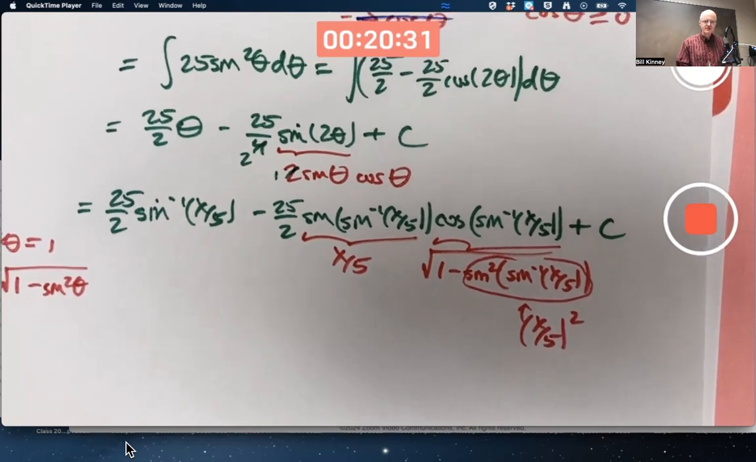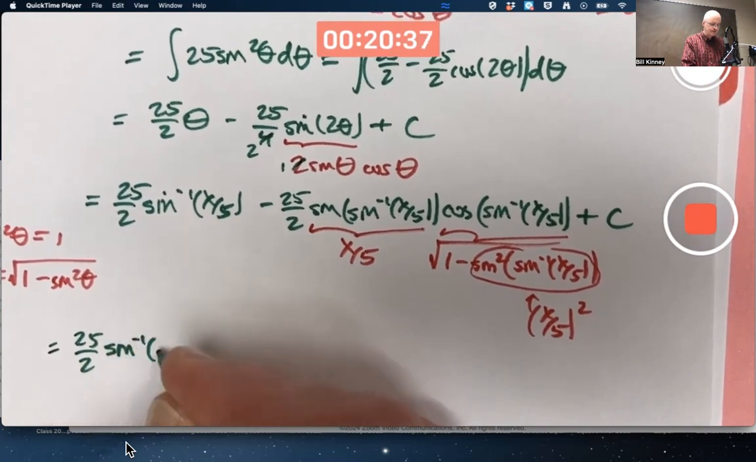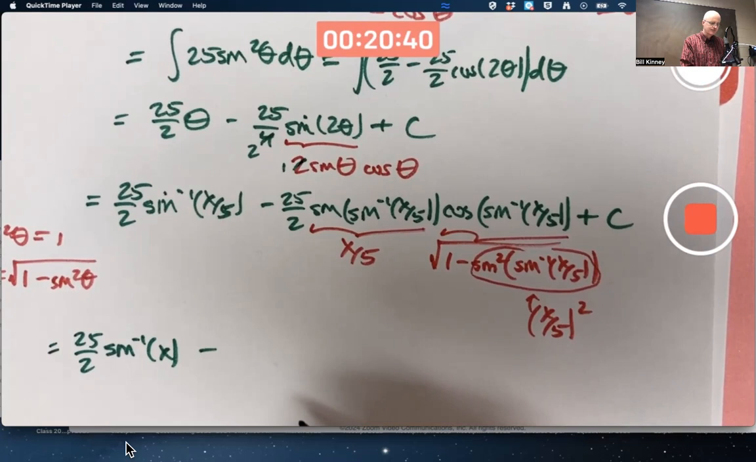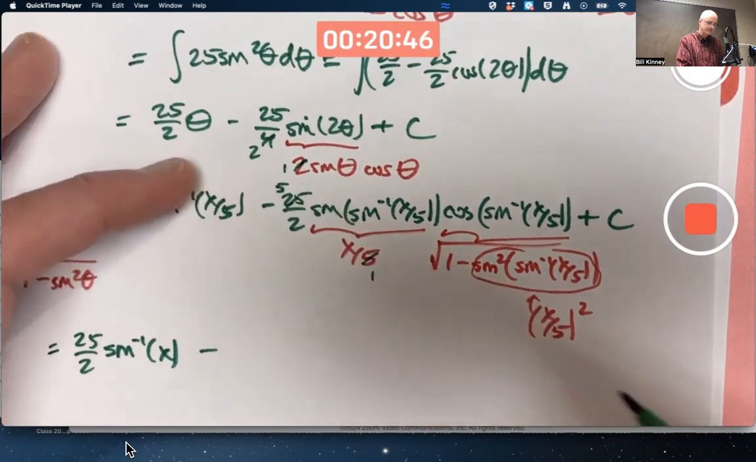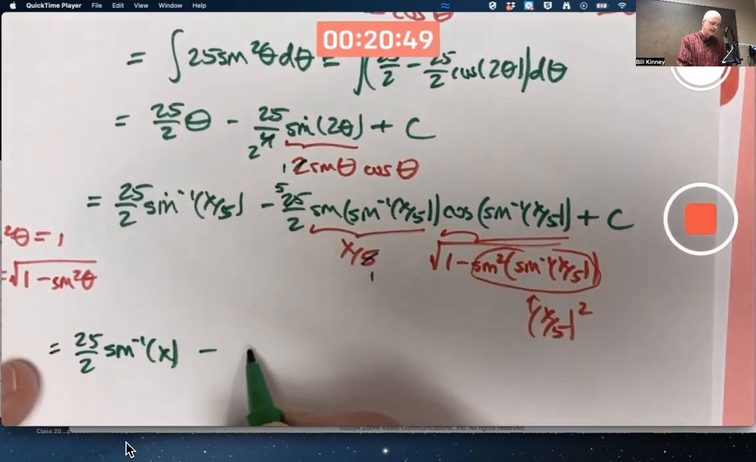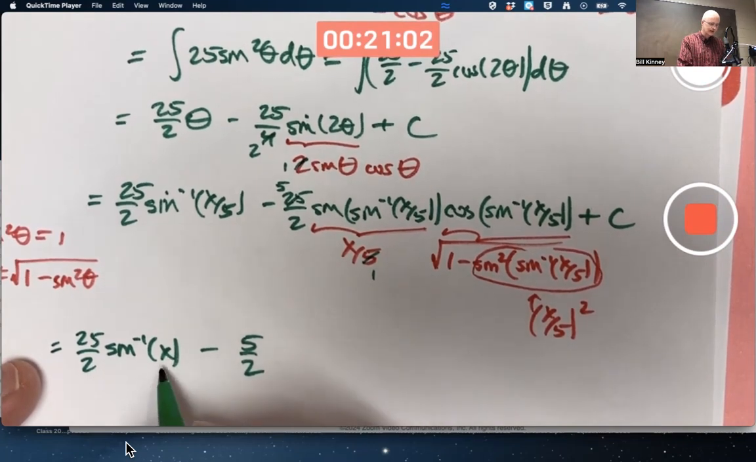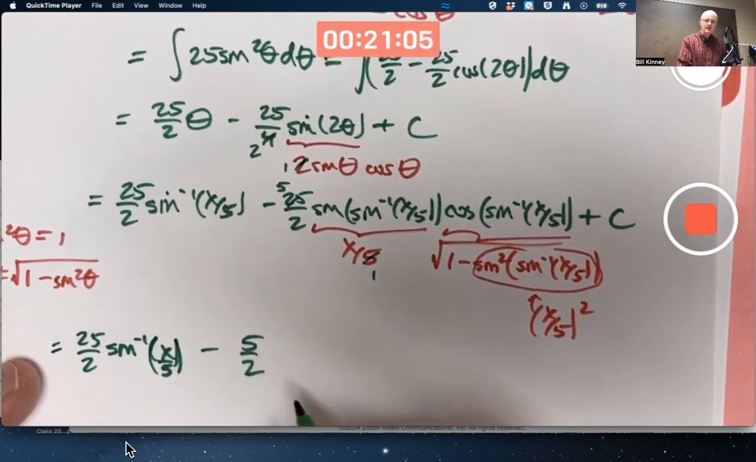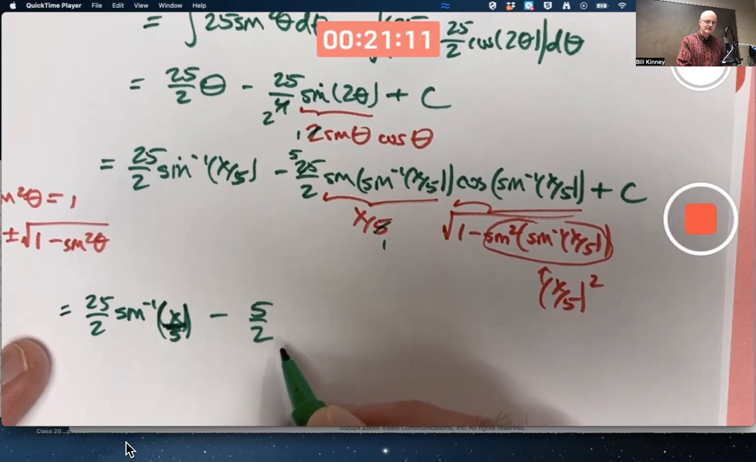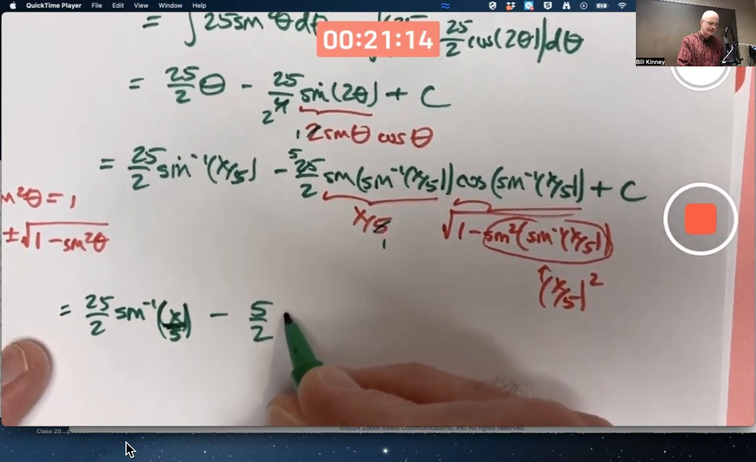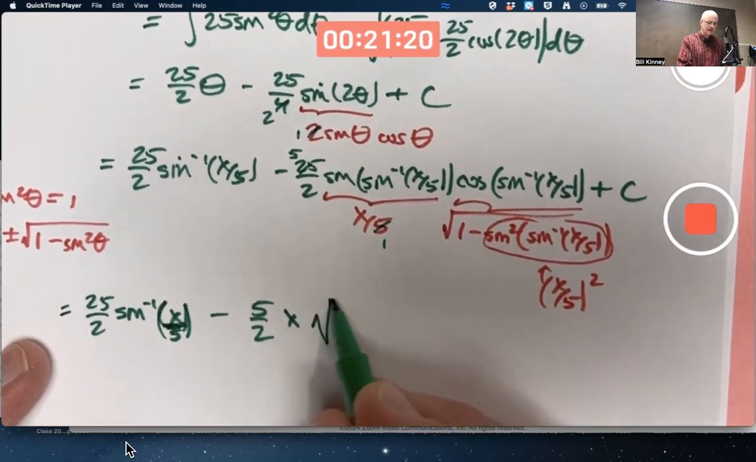Basically, we're done except for some simplification. 25 halves inverse sine of x minus. This 5 can cancel with the 25 to leave you with a 5 halves. Yes, thank you. Yes, this should be an over 5 here. Thanks. Five halves times x. I canceled the 5 there with the 25. And then the square root can be simplified.